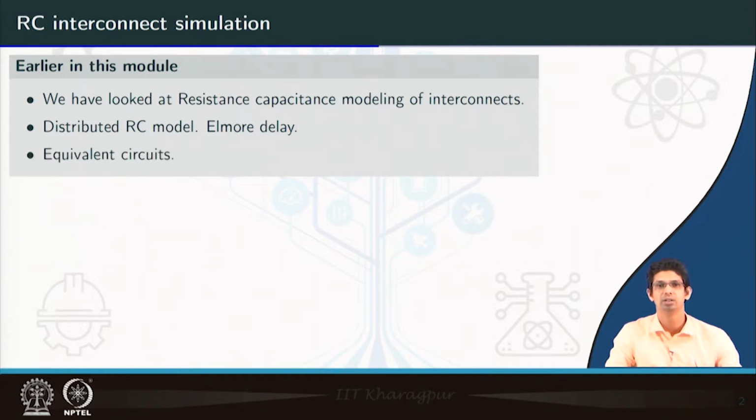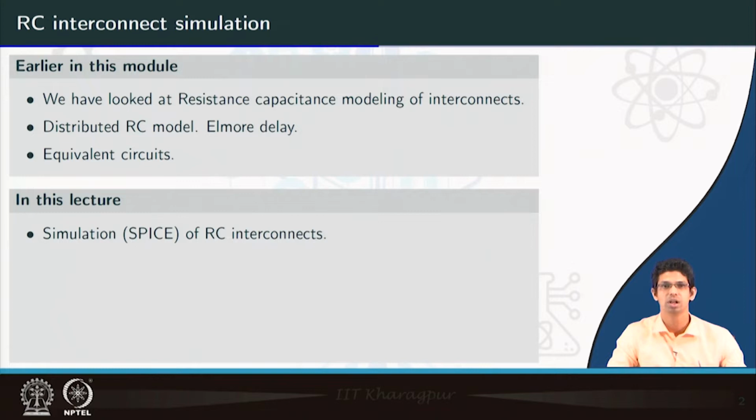And in lecture 6 we had seen equivalent circuits. In the previous two lectures we were looking at the effect of scaling on the interconnect delay, and in the last lecture we were discussing ways of mitigating the delay. So now we are well equipped to test what we have studied regarding the RC modeling using simple SPICE simulations. So we will be simulating our RC interconnect today.